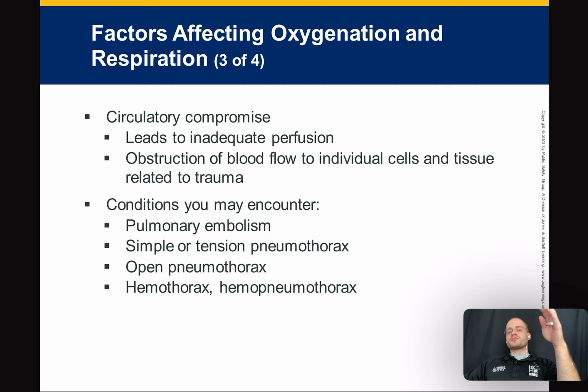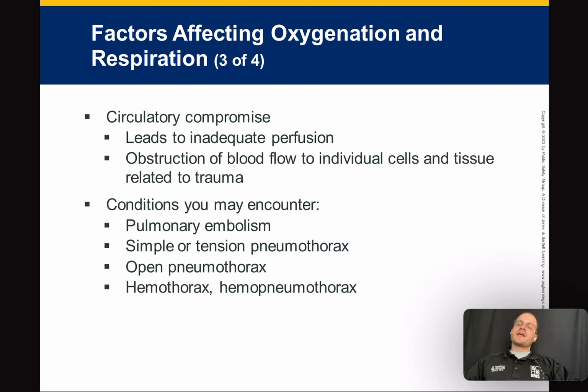Now, circulatory compromise can obviously affect oxygenation and respiration, right? If the heart's not working, obviously that'll affect how much blood's getting to the lungs. So this could be a cause of cardiogenic shock. If someone's heart is beating 30 times a minute, not a lot of blood is getting delivered to the lungs. So that's going to affect oxygenation and respiration.